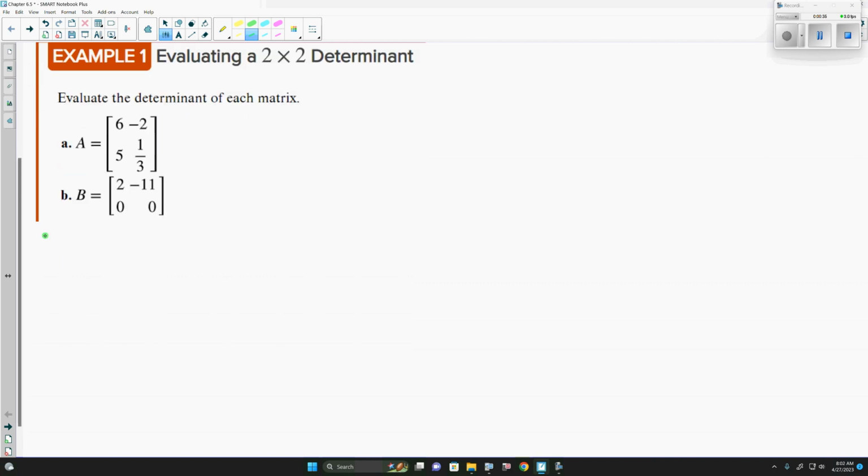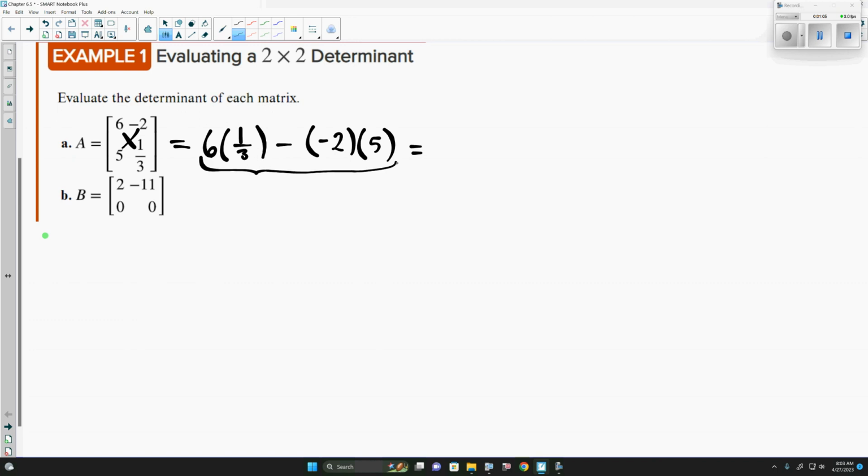So if we look at this first one here, we're doing AD, so 6 times 1/3 minus BC, negative 2 times 5. And this here would give us the determinant. Now we could plug all this into the calculator, let it do it for us.